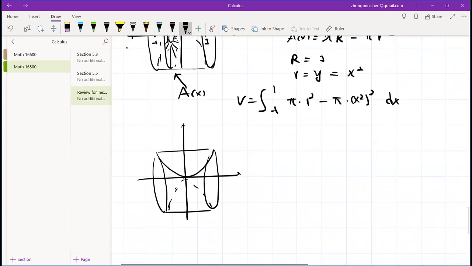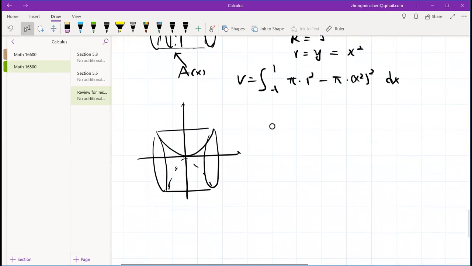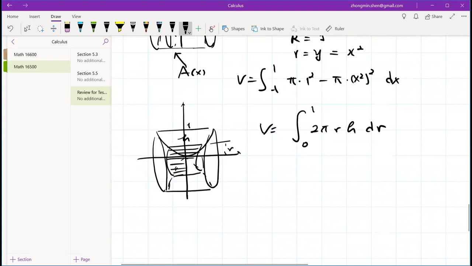Okay. So this time, I draw the cylinder inside. This is a cylinder, right? Can you see that? So the cylinder has a radius r and a height h. Okay, so the volume formula is going to be the integral of 2 pi r h dr. So what is the smallest value for r? 0. What is the largest possible value for r? 1. Okay, here's 1, right? Here's negative 1. Okay, because this is the curve y equals x squared.